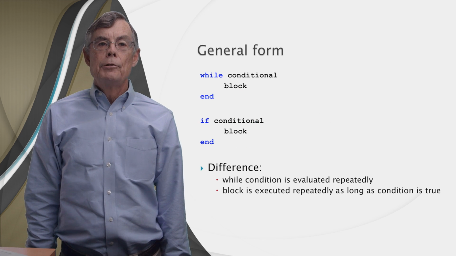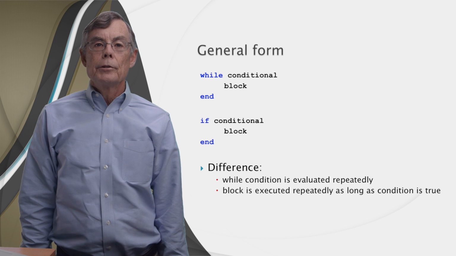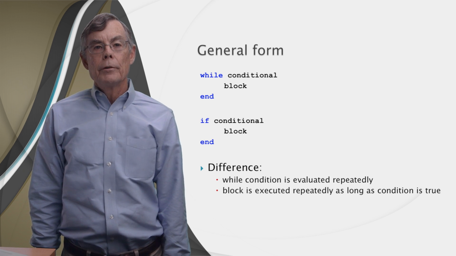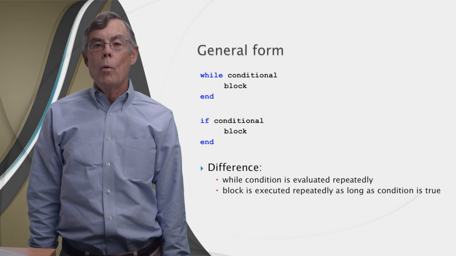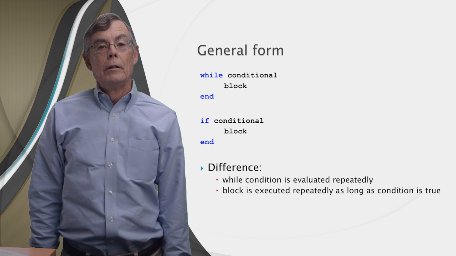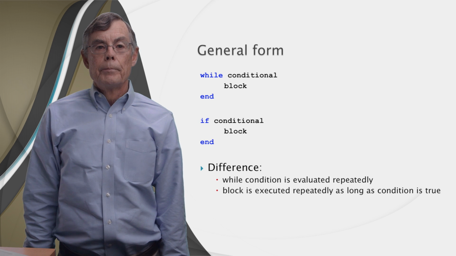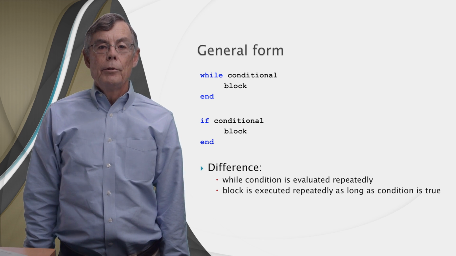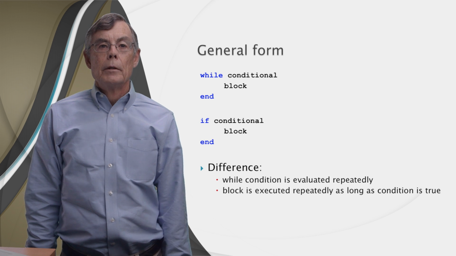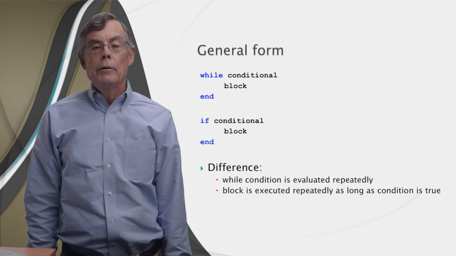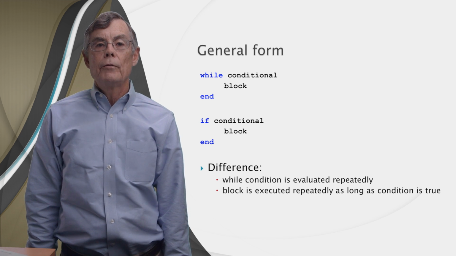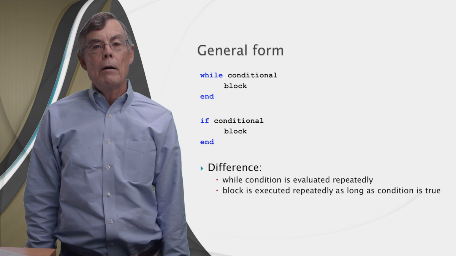You might have noticed that the general form of the while loop is very similar to that of the if statement. In fact, syntactically, the only difference is a different keyword, while instead of if. But semantically, they are very different. The if statement's a one-shot deal. If the condition's true, we execute the body and we're done. But the while loop keeps checking the condition and executing the body over and over until the condition becomes false. This is a very powerful and very flexible way of looping.